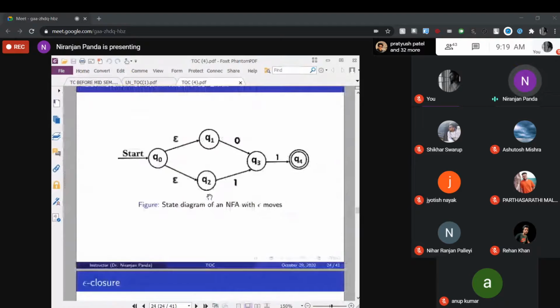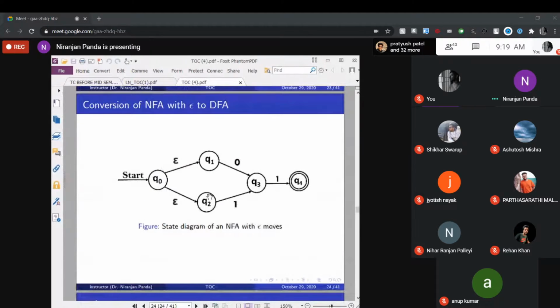Have you drawn the figure in your copy? No, sir. If not, then draw it. Whatever I am saying, please copy it into your copy. Don't wait.